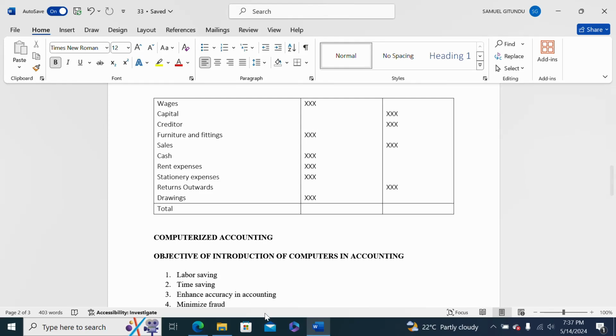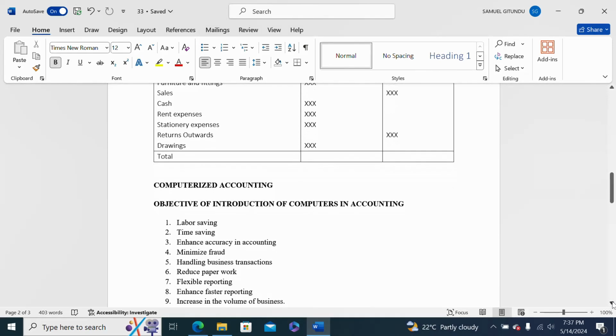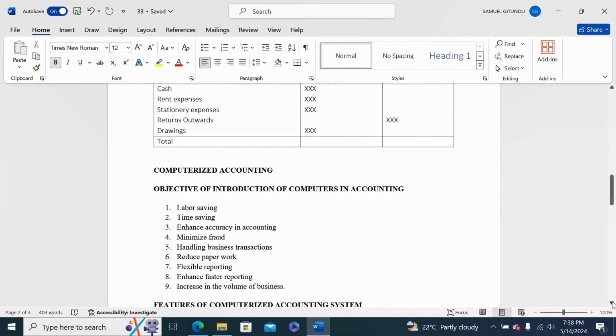Errors are minimized. The other objective is to minimize fraud in the field of accounting. Then the other objective is to handle business transactions. And the other objective is to reduce paperwork. You find that a lot of accounting work is saved in the computer, and therefore you don't need to maintain paperwork. Then you have flexible reporting. Then to enhance faster reporting due to the high speed of these computers, and then to increase the volume of business.